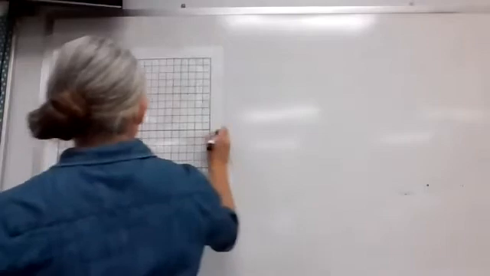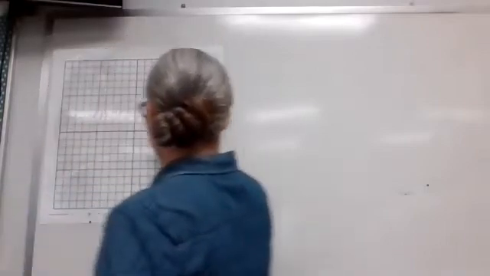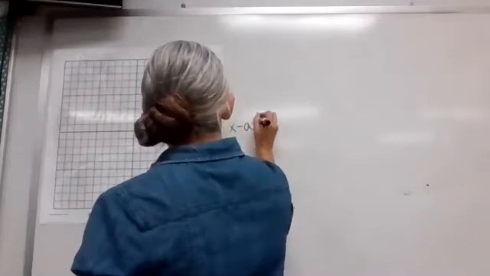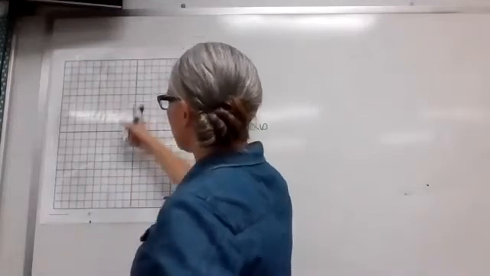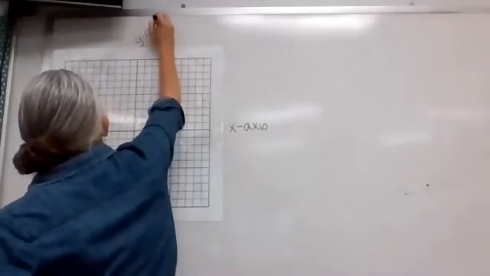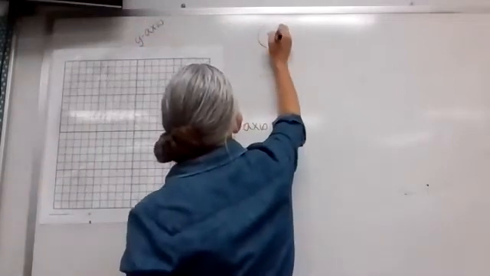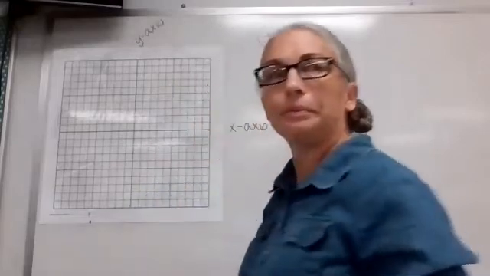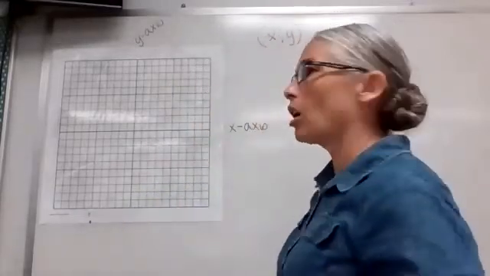Going across horizontally, what is this axis called? X-axis. Vertically, what is this axis called? Y-axis. And when I give you a coordinate, I'm giving you X and then Y. Let's label our number lines.